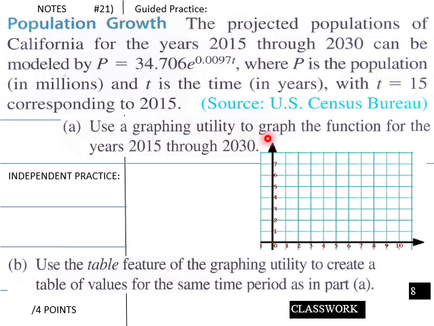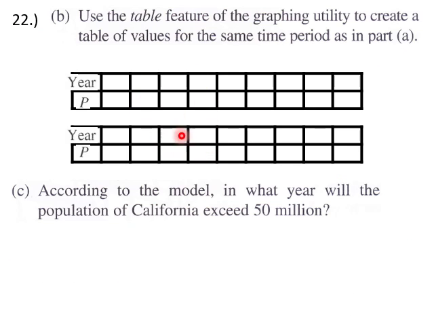Use a graphing utility to graph the function. Use the table feature of the graphing utility to create a table of values for the same period as in part A. Here we have two tables. What year would the population of California exceed 50 million? We're going to use our table feature to find when California will exceed 50 million.